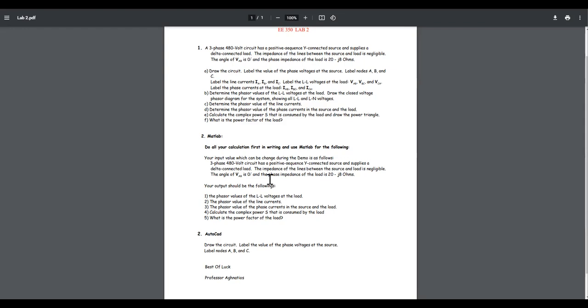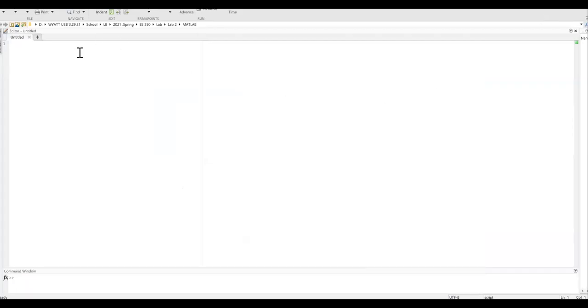But with that being said, the key thing to remember with this is that this is a Y-connected source and supplies a delta-connected load. There are certain defined constants that we'll go through and state. That's something to remember. So we're going to go ahead and minimize this and pull up MATLAB.